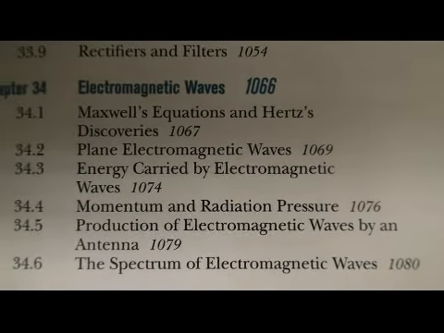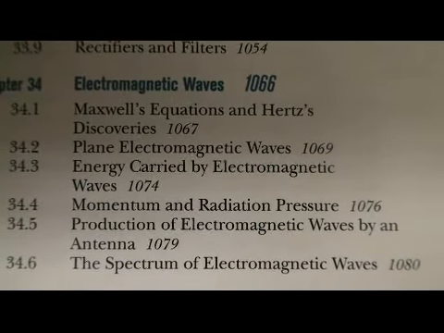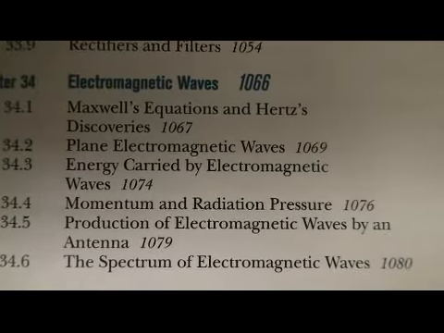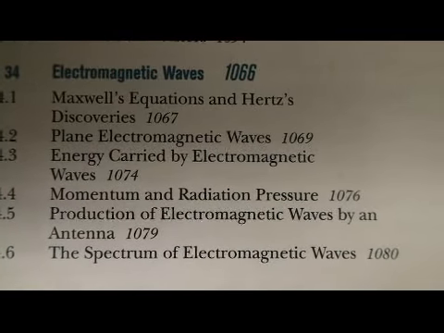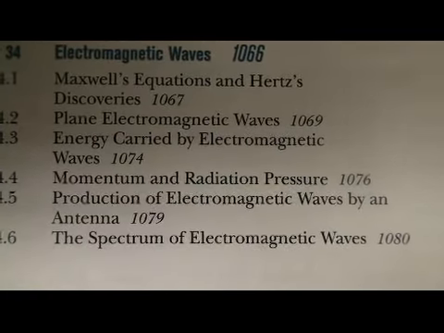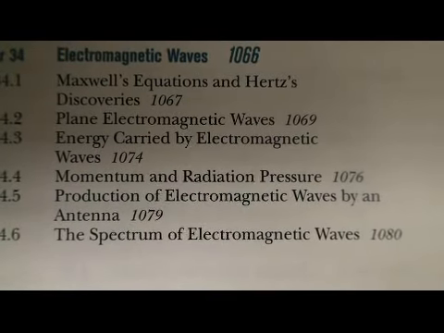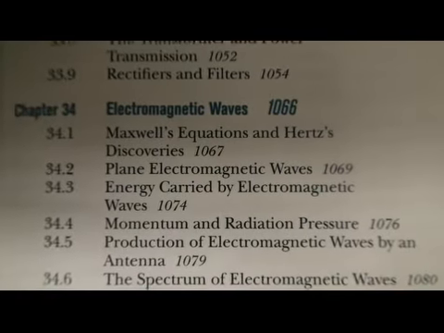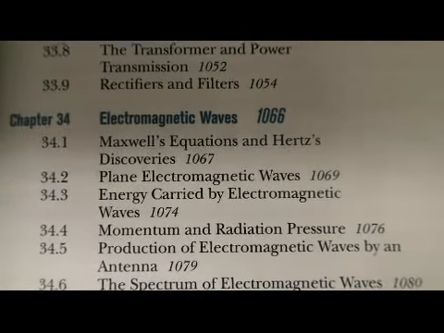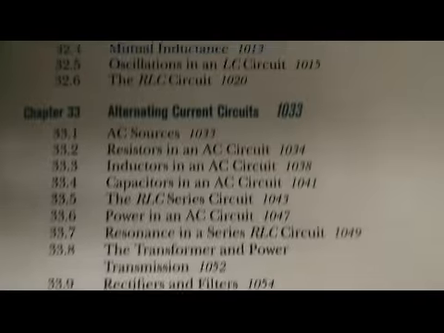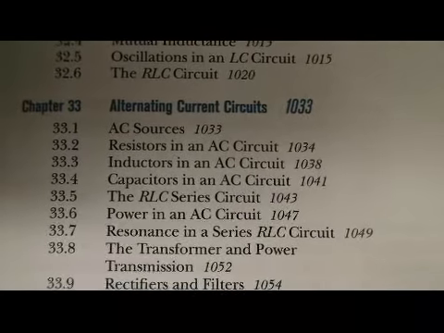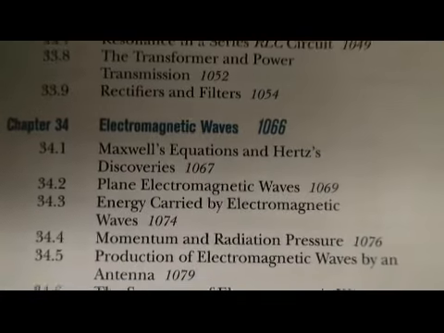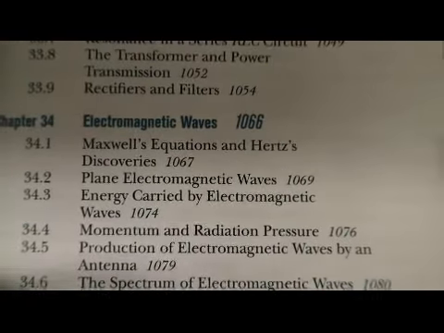So electromagnetic waves I'm going to cover after relativity: Maxwell equations, Hertz discoveries, plane electromagnetic waves, energy carried by electromagnetic waves, momentum and radiation pressure, production of electromagnetic waves by an antenna, and spectrum of electromagnetic waves. So that's going to be chapter 34. Remember, chapter 33 was the end of the physics 3, alternating current circuits. So chapter 34 will be part of physics 4.